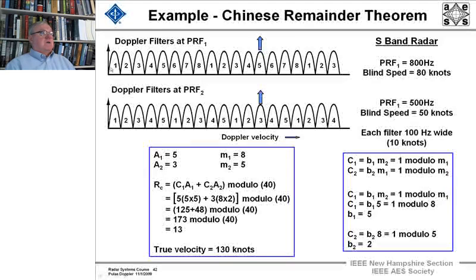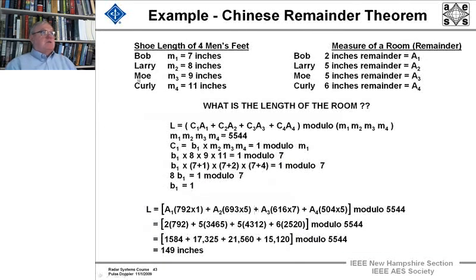And you can see if you count up, each one of these is 10 knots wide. This is 13 filters up, and this is 13 filters up, which gives you the true velocity of 130 knots. And this can work even up to PRFs of 4. And what I'd like you to do, so you learn the theorem, is this: I've shown you the length in calculating B1 for the first C.